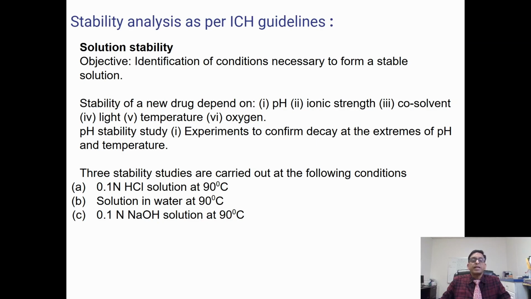Those studies can be carried out, and three stability studies are carried out under different conditions: 0.1 N hydrochloric acid at 90 degrees centigrade, solution in water at 90 degrees centigrade, or 0.1 N sodium hydroxide solution at 90 degrees centigrade. Under these different conditions, how the solution is going to be stabilized, what the stability profile is going to be, and in different pH conditions, which pathway the drug degradation process follows, is to be determined.